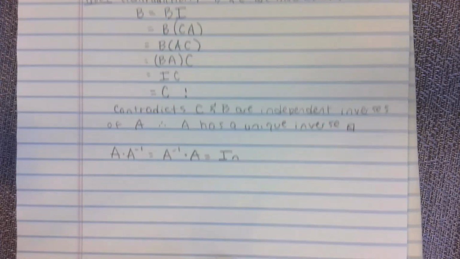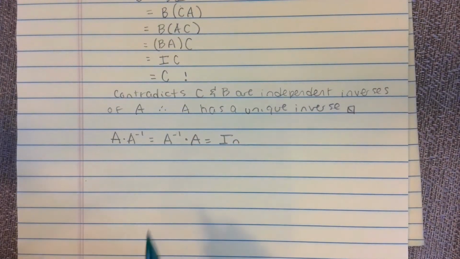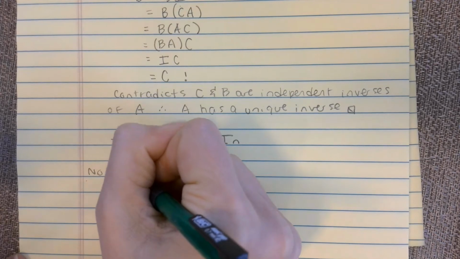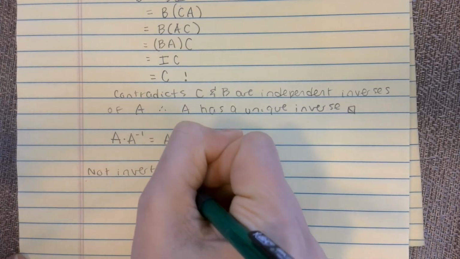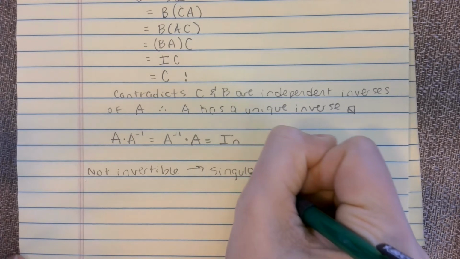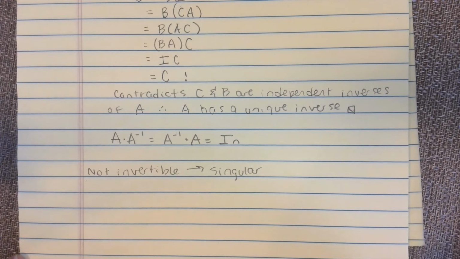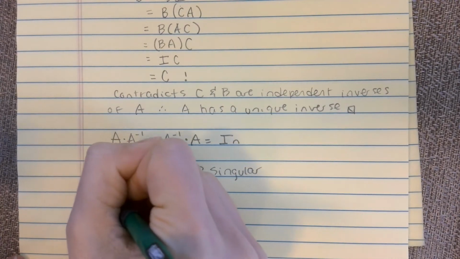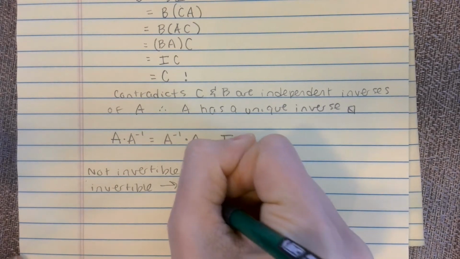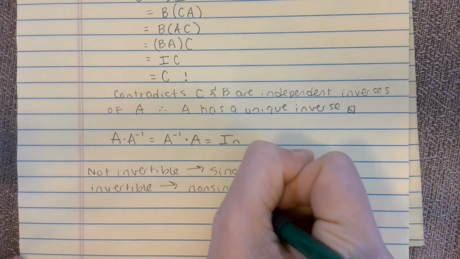An important follow-up, though, is that not every matrix is invertible. If it is not invertible, we call that a singular matrix. If it is invertible, we call that a non-singular matrix.